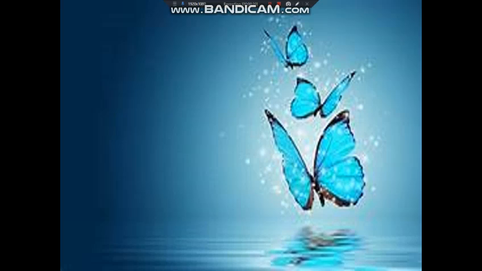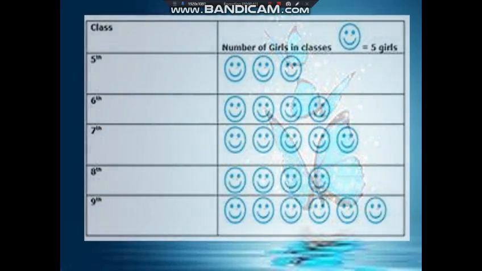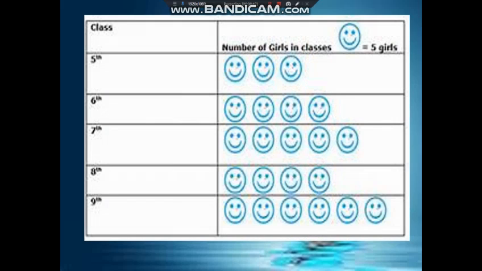Simplest way can be a pictograph also. Dear student, you have seen this pictograph in your 4th standard. Let's just revise that. Here, one smiley represents 5 girls. So, in 5th standard, how many girls are there? 5 ones are 5, 5 twos are 10, 5 threes are 15. So, number of girls in 5th standard is 15.